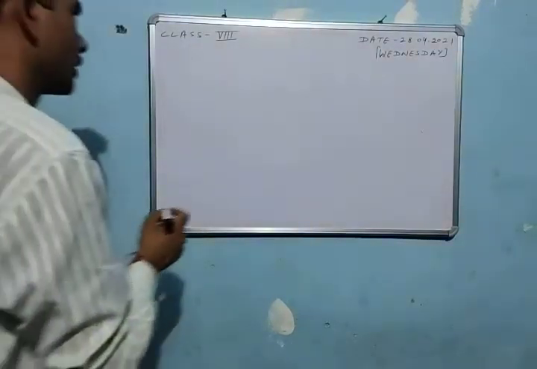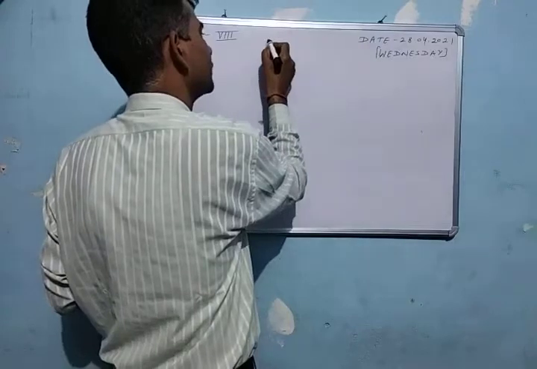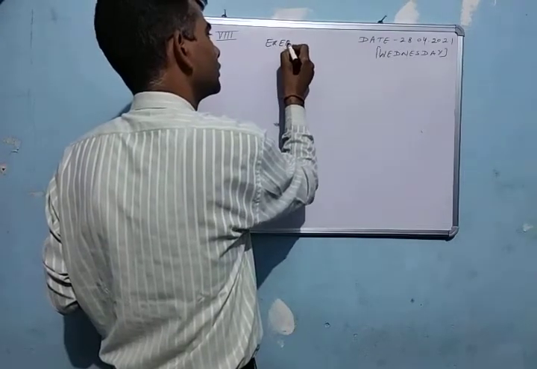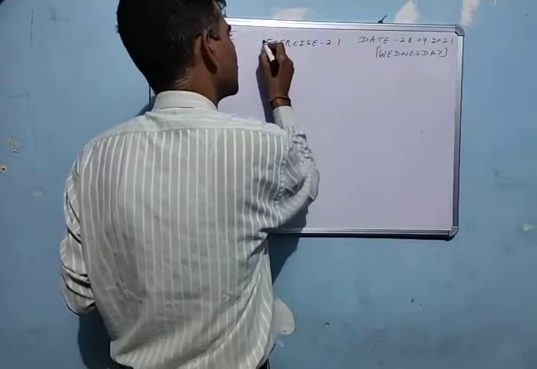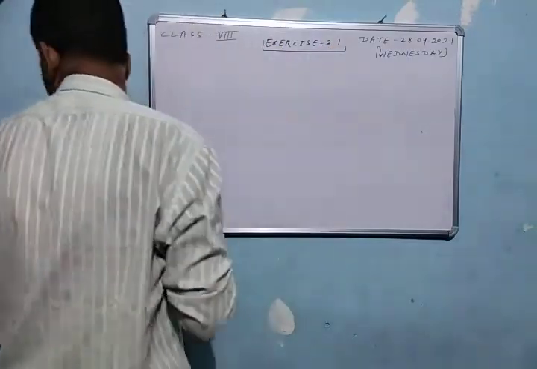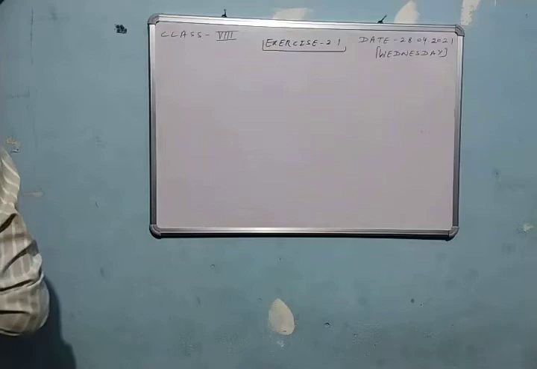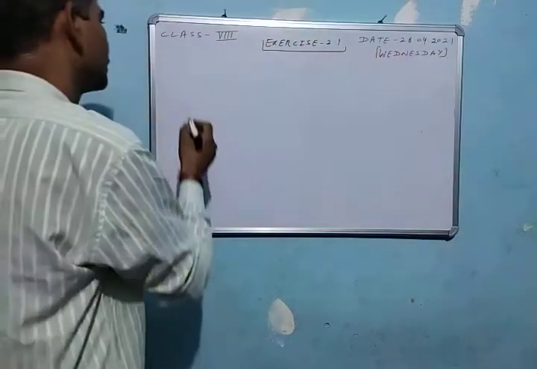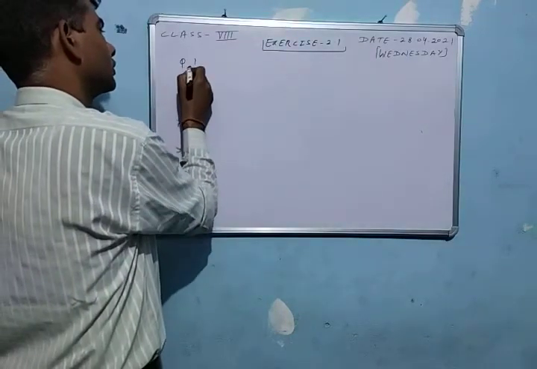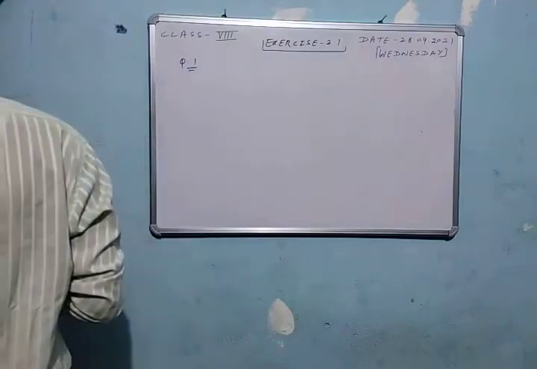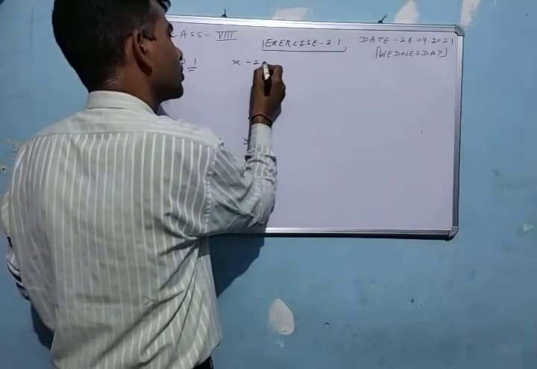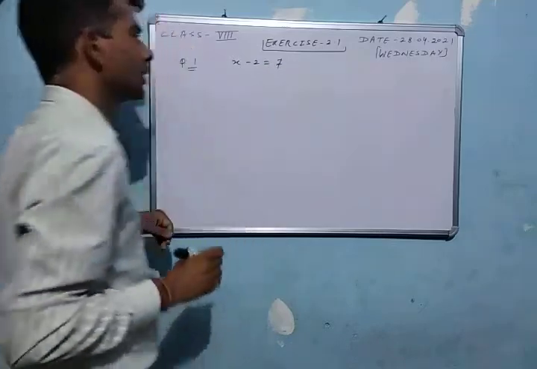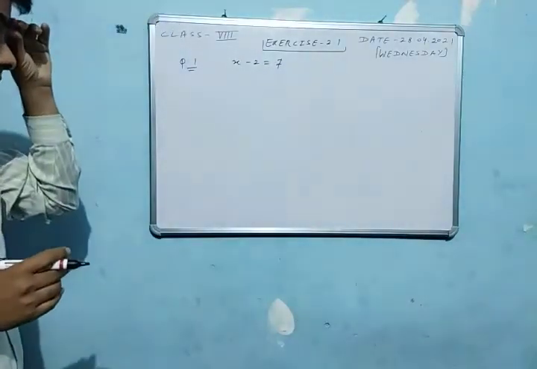Now students, we will start exercise 2.1. Exercise 2.1, question number 1. That is x minus 2 is equal to 7. Now student, we have to find out the value of x.